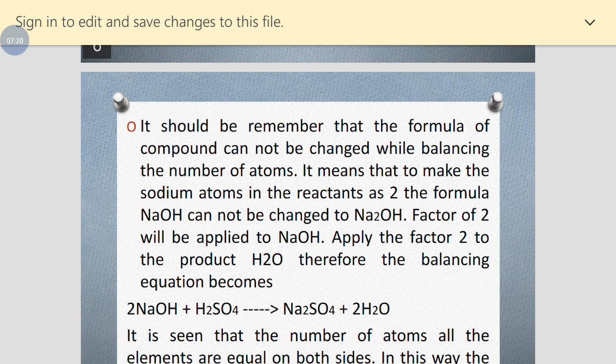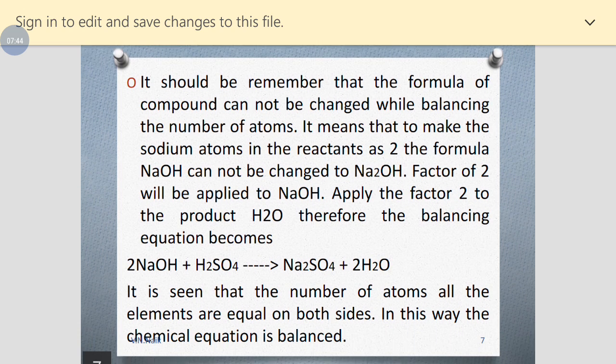It should be remembered that the formula of a compound cannot be changed while balancing the number of atoms. It means that to make the sodium atoms in the reactants equal, the formula NaOH cannot be changed to Na2OH. The factor of 2 will be applied to NaOH.